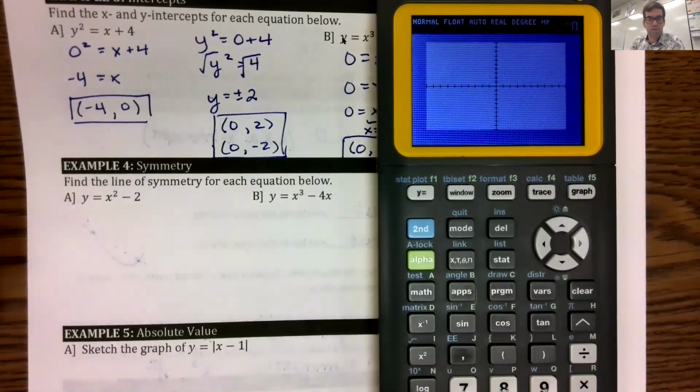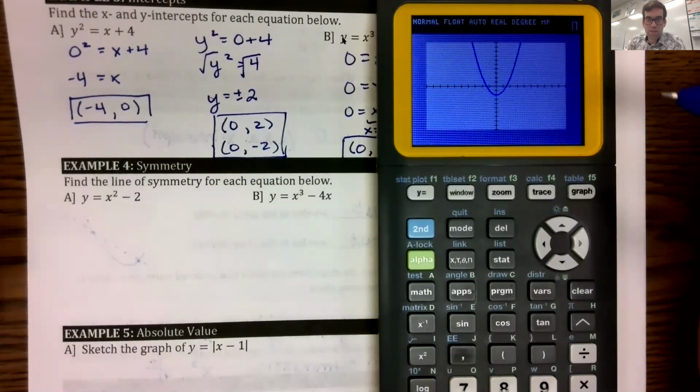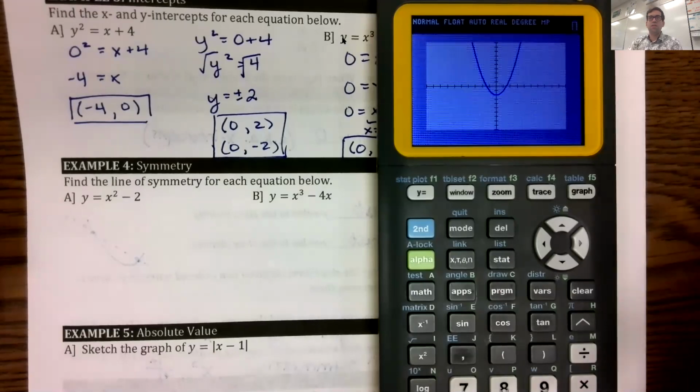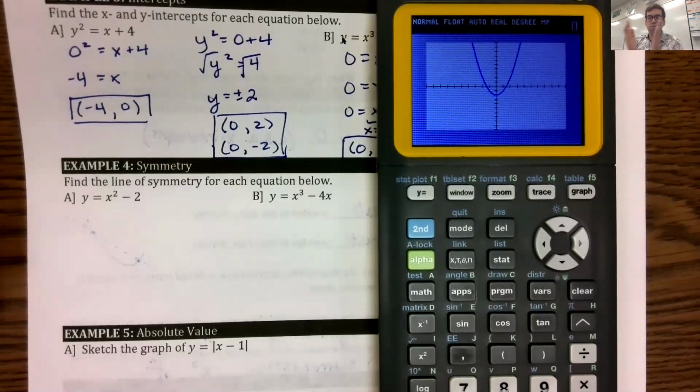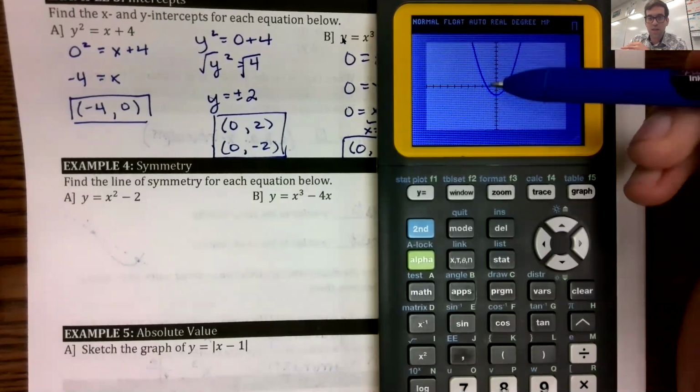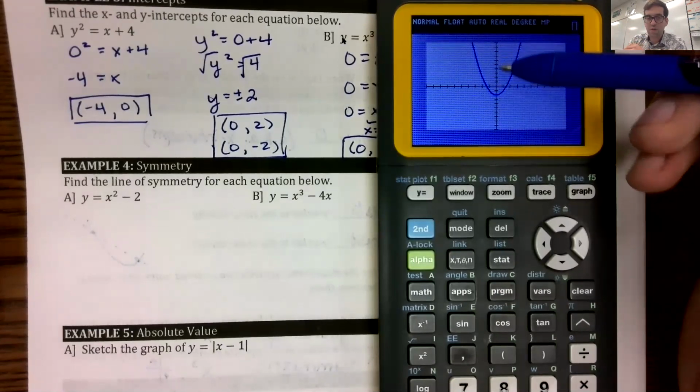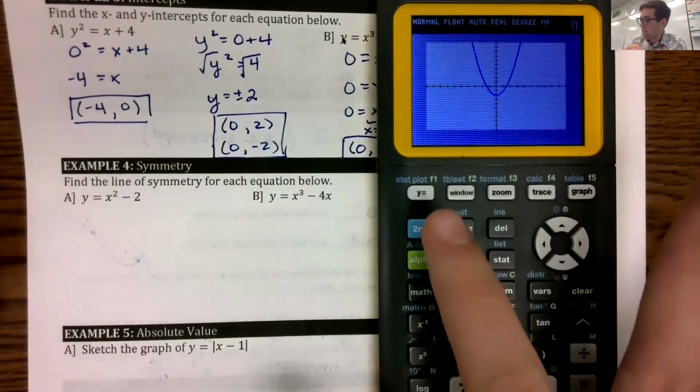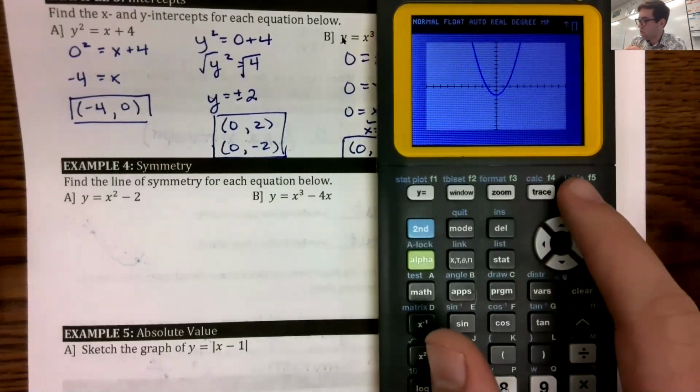Graph that. All right, pretty standard parabola. And if I had to guess right now what type of symmetry this is, remember what that means is, where is there a line that I could fold and the curve would match up on both sides of the line? And if I had to guess, I would say right here, the y-axis looks like a pretty good guess for a line of symmetry. So we can test that theory if we go to the table.